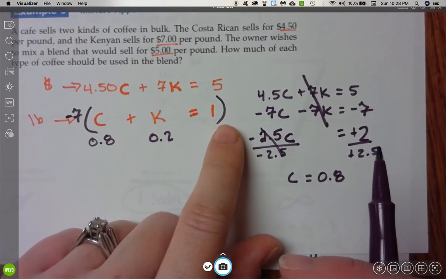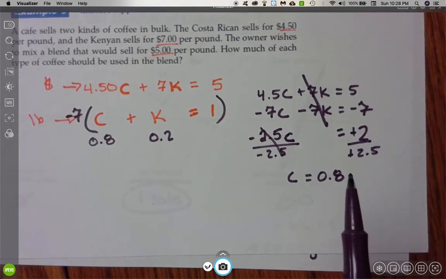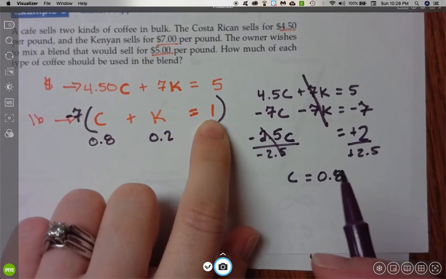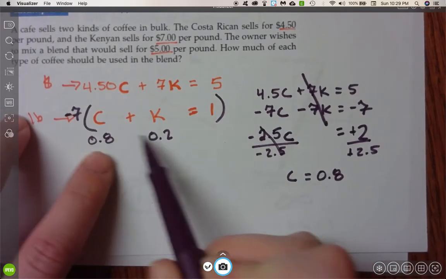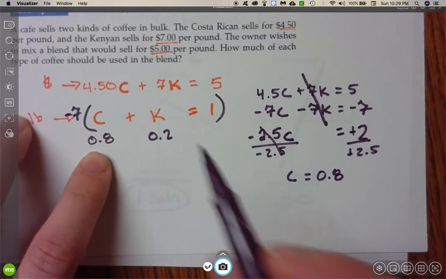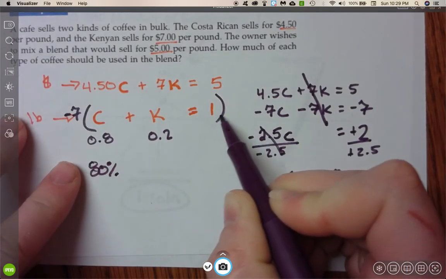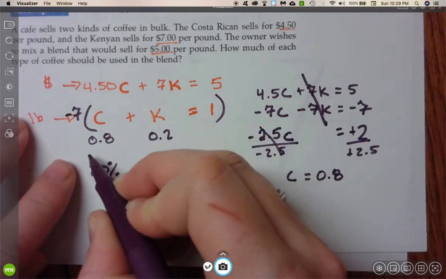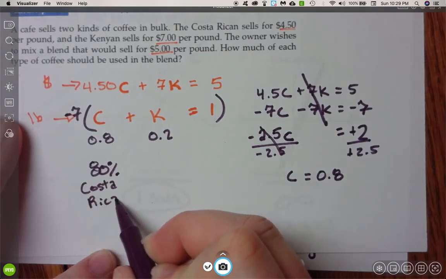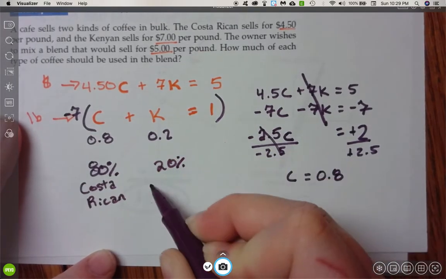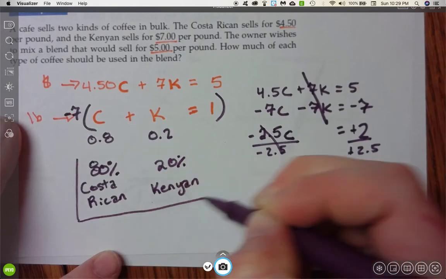Now the way they might want to write this instead, because maybe somebody wants more than just 1 pound, maybe they want 6 pounds of coffee, what we would want to make sure is to keep that same proportion. So this is 0.8, which is 80% out of 100, which is like what 1 pound is. So we would want to make sure that it's 80% Costa Rican and 20% Kenyan in order to average out to be $5 per pound.